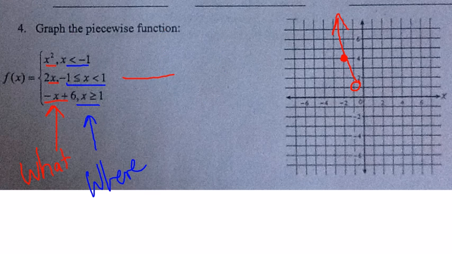Now I need to do this intermediate part. So that says follow 2x when x is between negative 1 and 1. Notice right here there's a less than or equal to sign, so I'm going to put a closed dot at negative 1. I'm going to put an open dot here. So y equals 2x passes through the origin, so I'll put a little dot right there, and it's got a slope of 2.